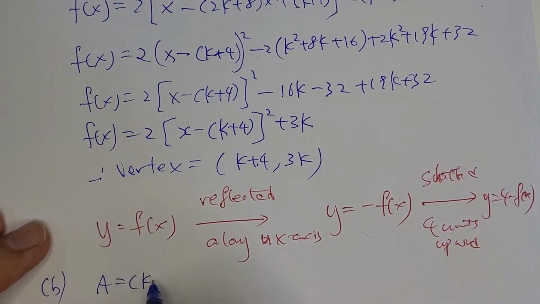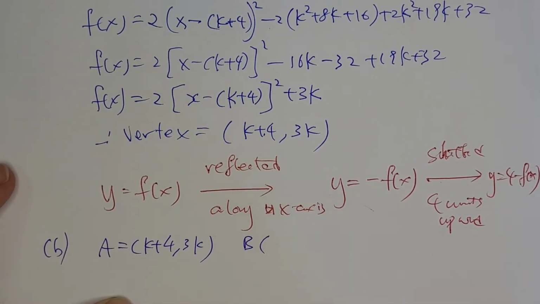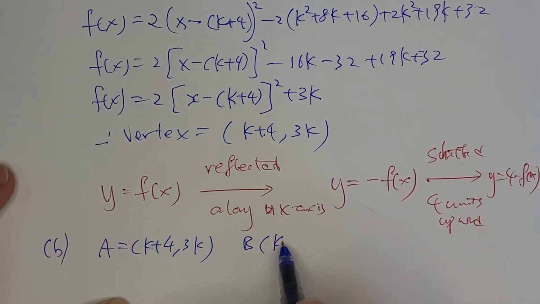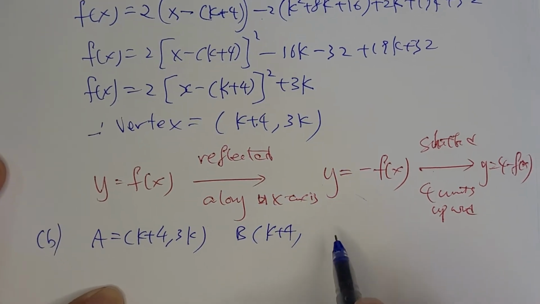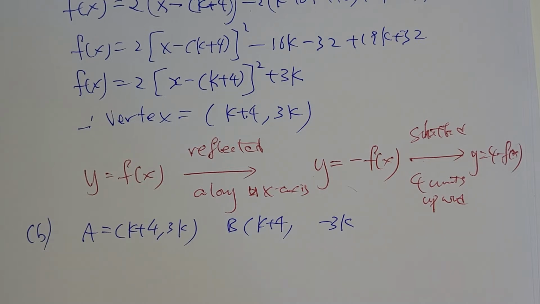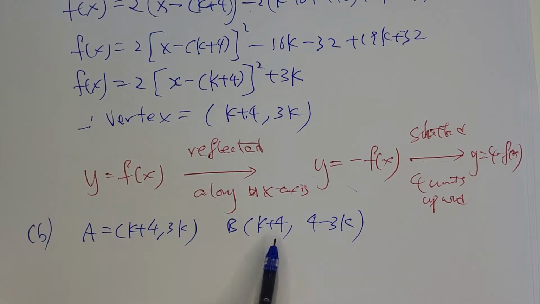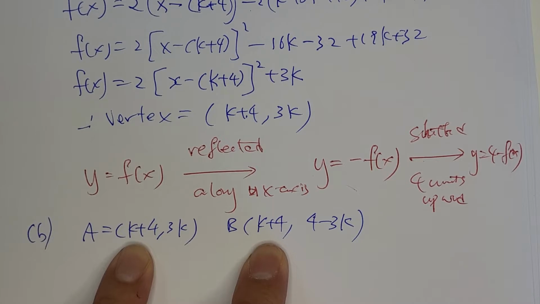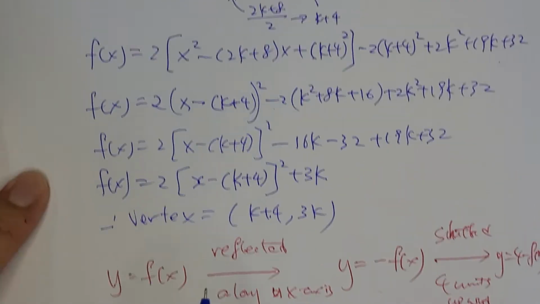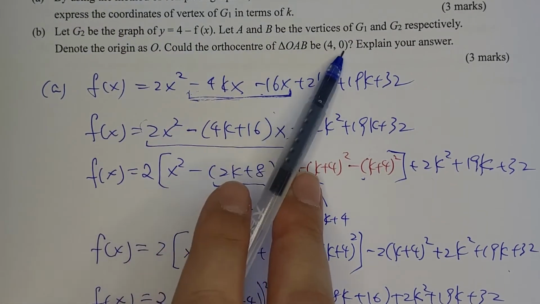A, that is (k plus 4, 3k), simple. And B, you can see that the x coordinate of point B is no change. But y coordinate, okay, first of all, upside down, so the y coordinate becomes negative, and then shift 4 units upward, plus 4. So the coordinate of B is (k plus 4, 4 minus 3k). You can observe that the x coordinates of the vertices are the same. O is the origin. The question asks you, could the orthocenter of triangle OAB be (4, 0)?